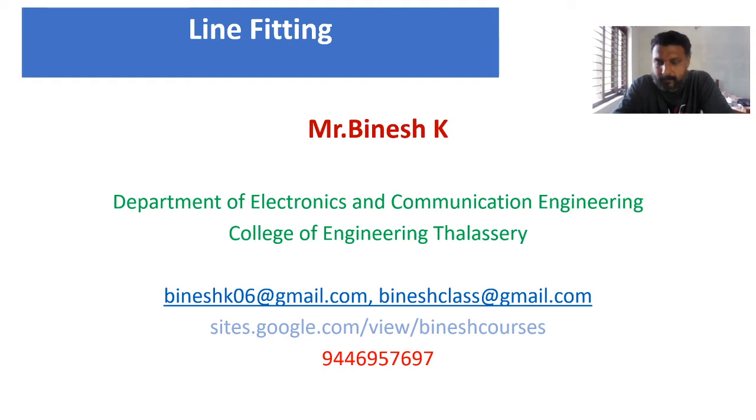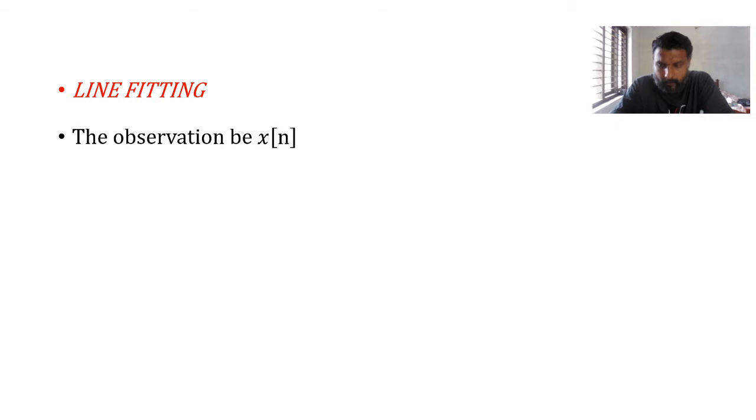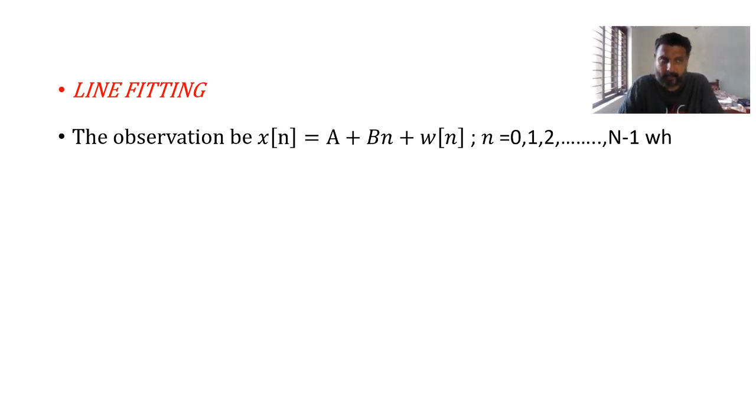So, line fitting. I will give you the observation for that one. The given observation is x of n equals A plus B n plus w of n, where w of n is white Gaussian noise, and n is 0, 1, and so on, up to N minus 1. You have to determine the CRLB for the slope A and the intercept B.